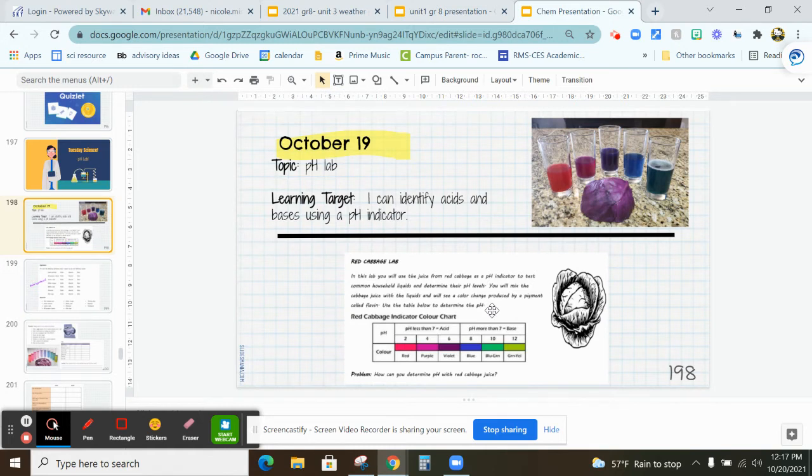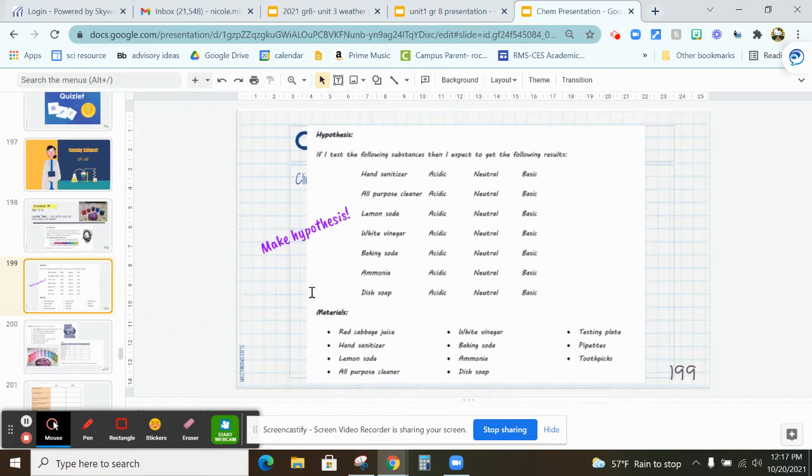So the question we were investigating in this activity was, how do we determine pH with red cabbage juice? The students then made their hypothesis predicting what they thought the different substances were going to be. Were they going to be acidic, neutral, or basic?